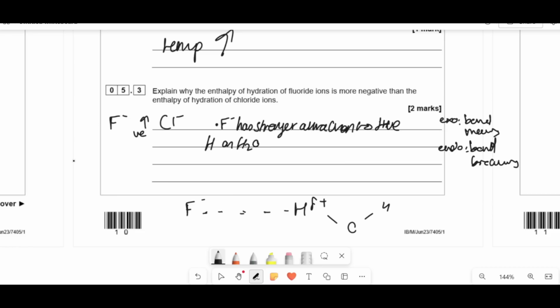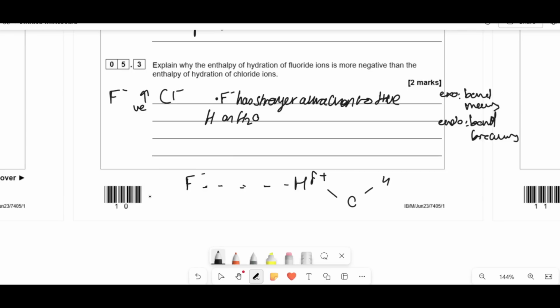So why is it that? Smaller atomic radius is an easy way of saying I don't know what I'm doing and I'm just memorizing things and I think I'm the goat. No, it doesn't work. These are ions. So for some reason, this F minus is way better at attracting that.